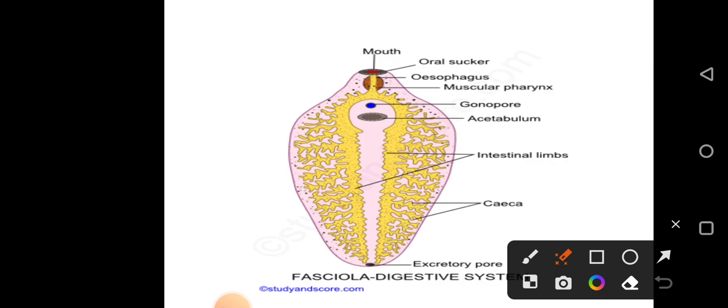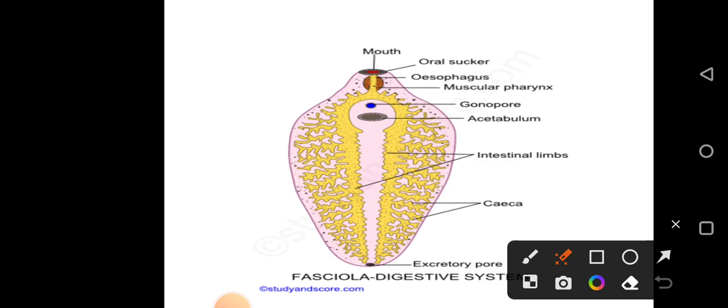So the alimentary canal is really a glorified coelenteron. This is all about the digestive system of Fasciola hepatica. Then the mechanism of feeding and digestion.